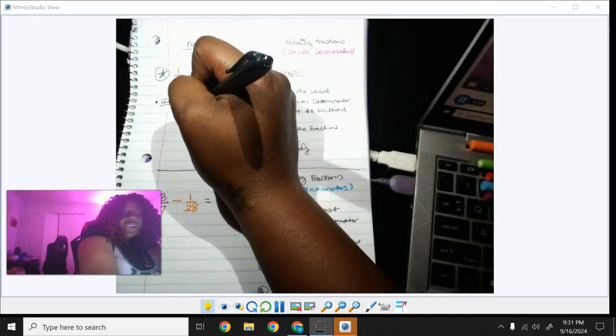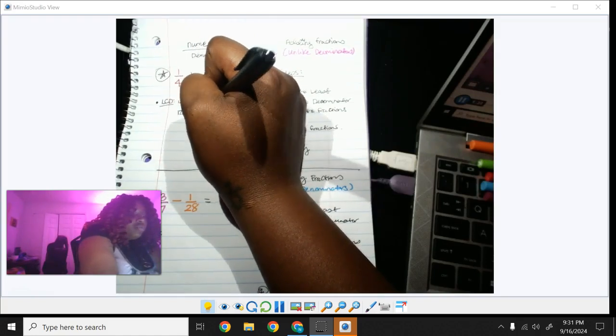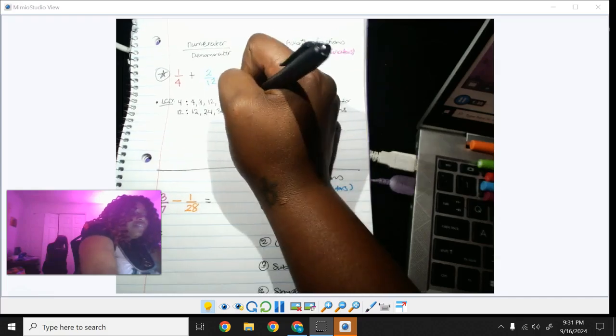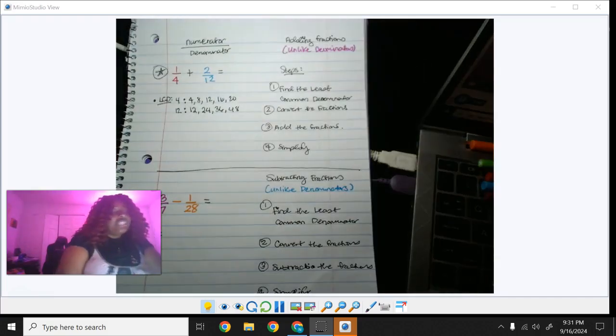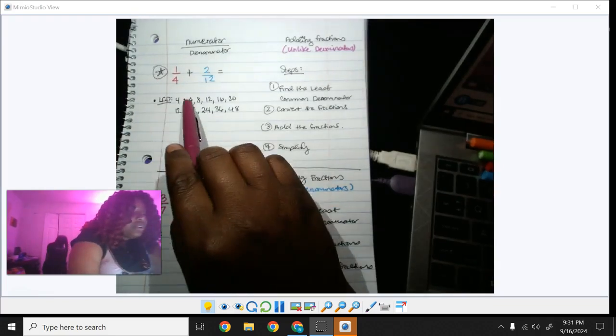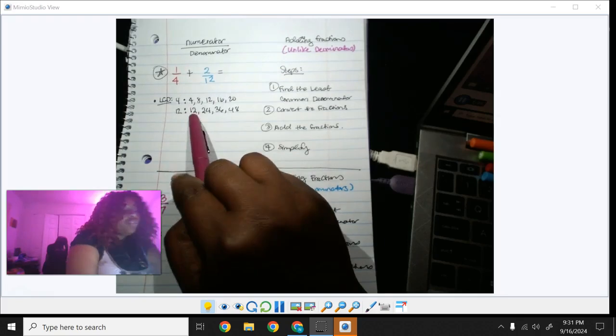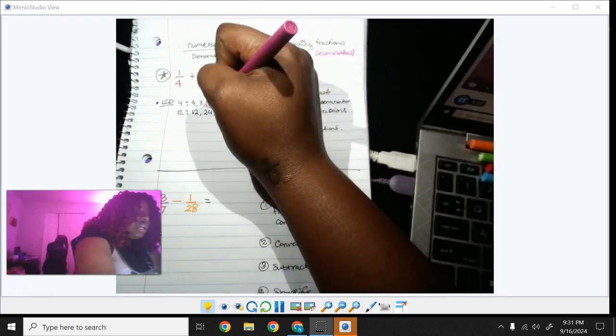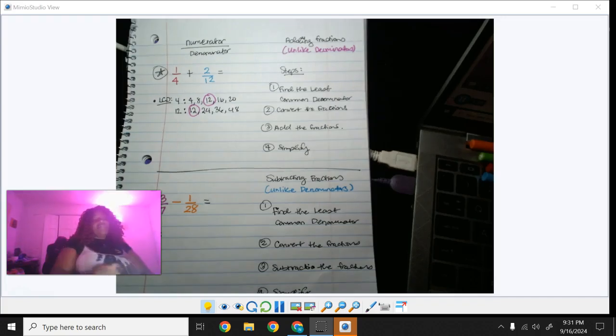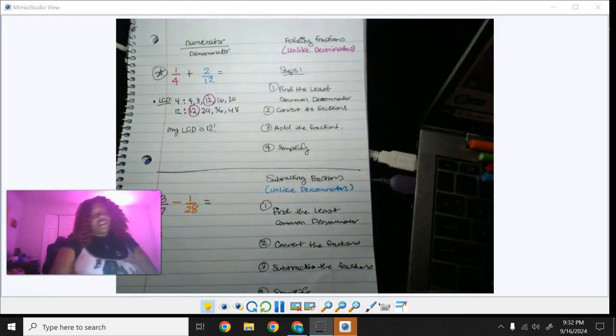For 12, I'm going to count by 12s. That means 12, 24, 36, 48, and I'll stop there. So if I look at these two numbers, I'm going to find the smallest number that they both have in common. So on the top, I see a 12 here, and the smallest number for 12 is going to be 12. So I've identified my least common denominator is 12. So that's my new denominator.